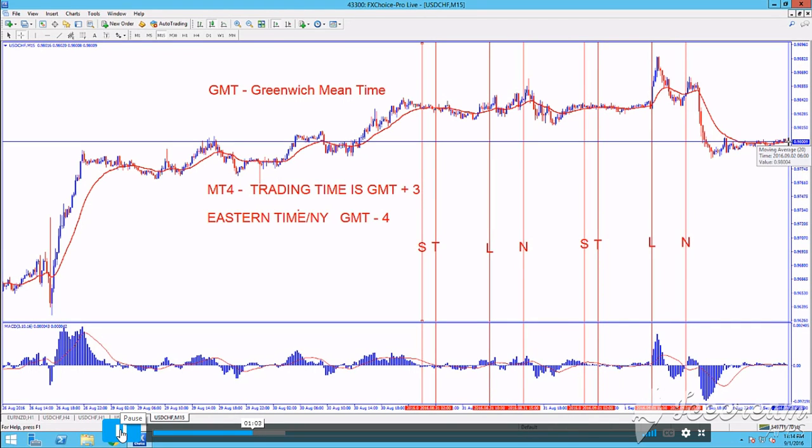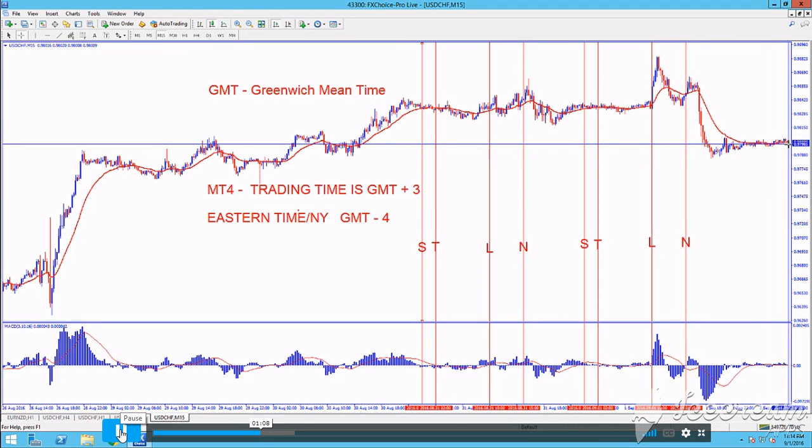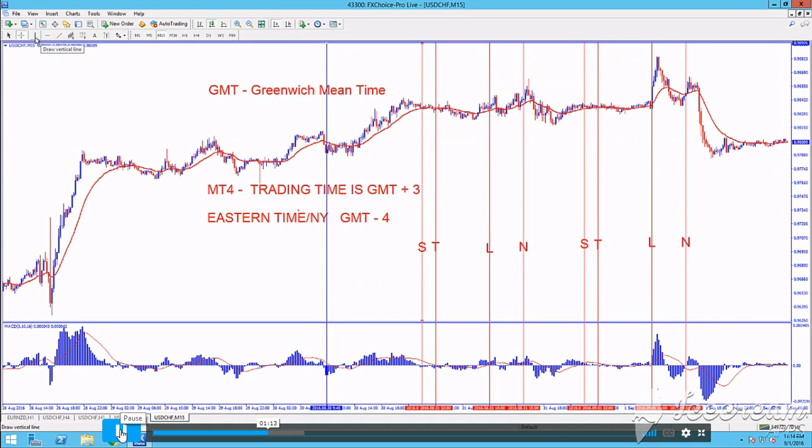So you can see that there is a 7-hour difference between, let me just see if I can show you this. There's a 7-hour difference right there. Right down here, you see the bar is on 6 o'clock, 6:15. It's 11 o'clock in New York at the time of this taping. There's a 7-hour difference. So MT4 trading is GMT plus 3, and New York time is GMT minus 4.